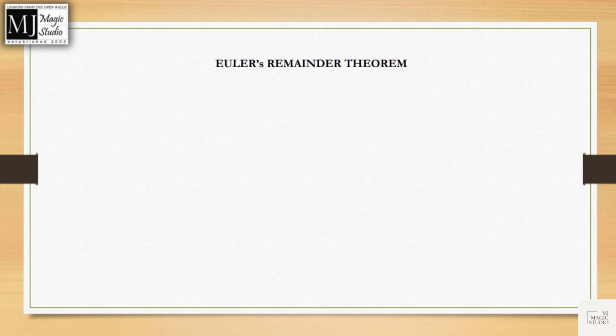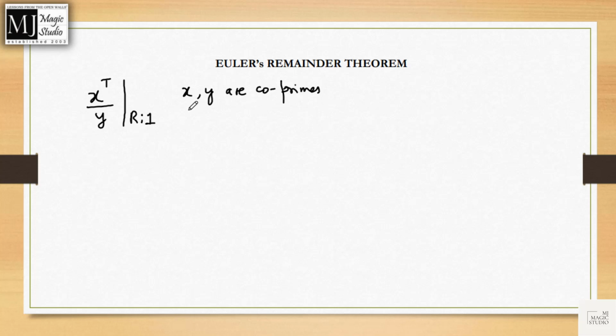So the first one to start with is Euler's remainder theorem. And it is a very simple theorem which says that when x to the power t is divided by y, the remainder is always 1. Now what is x, what is y, and what is t? x and y are coprimes and t is the Totient number of the divisor, that is y.